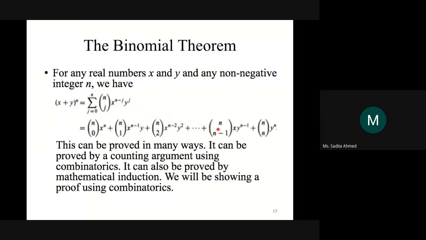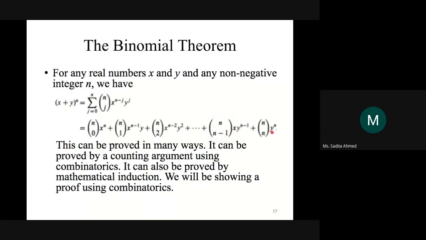So here, NCn minus 1. And x to the power of n minus j becomes what? X to the power of n minus n plus 1. So basically x. And y to the power of j becomes y to the power of n minus 1. So you have this entire term here.